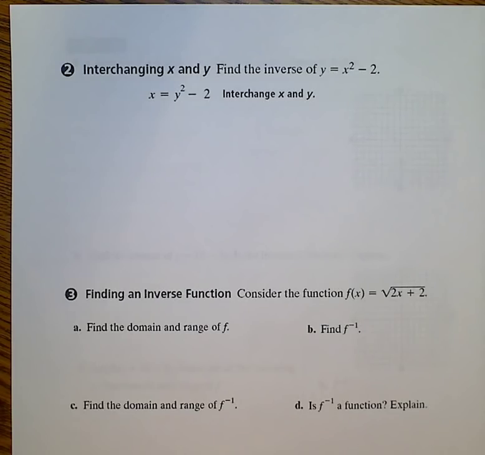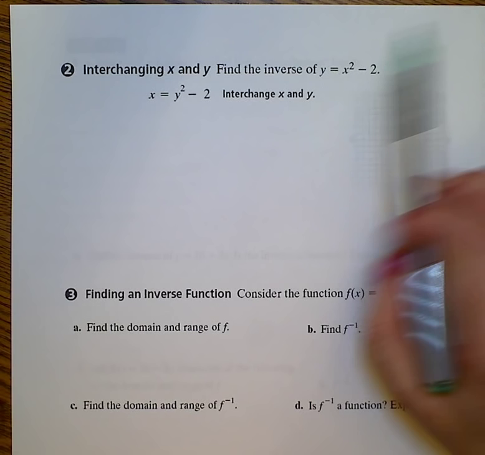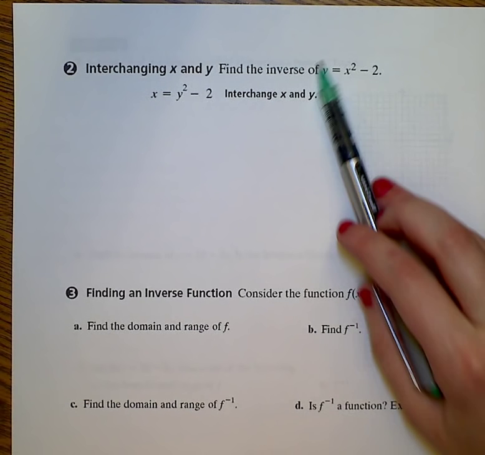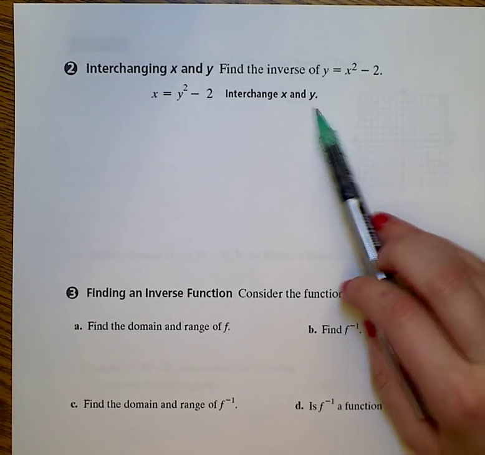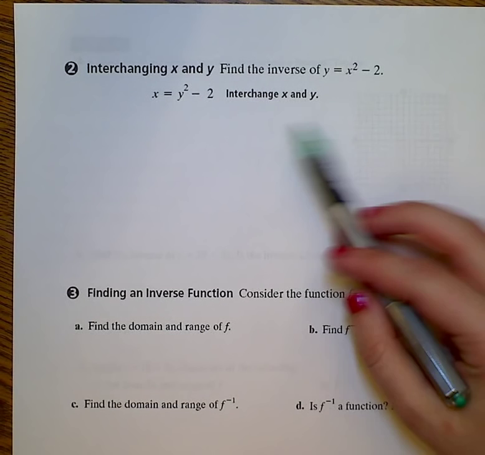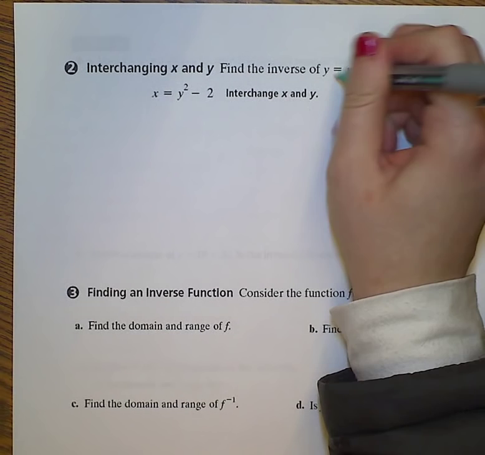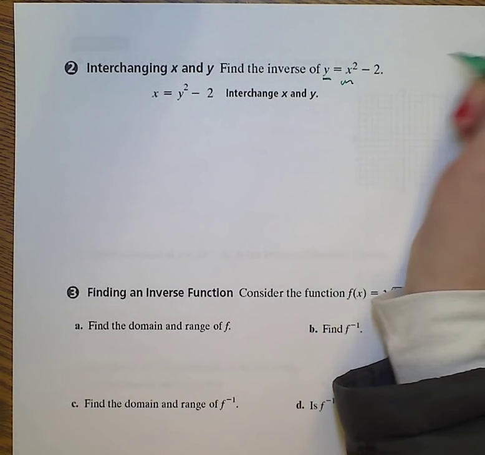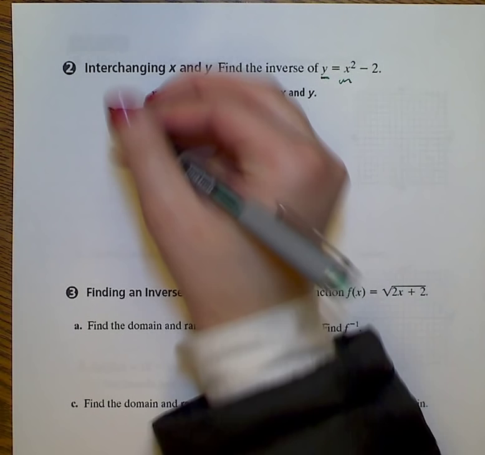Alright, so how do we calculate the inverse of a function? All we're going to do is take our original equation and switch the x and y, because that's what we do in our table, that's what we're going to do in the equation. So here we have y equals x squared minus 2, so we're going to change it to x equals y squared minus 2.